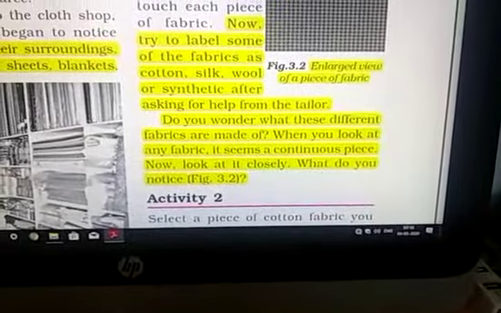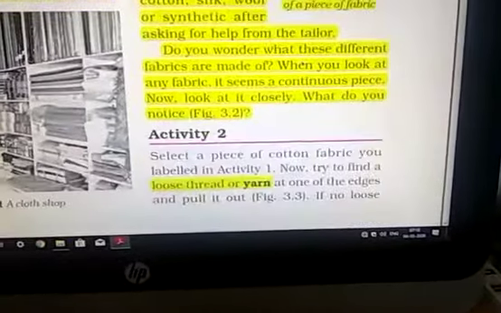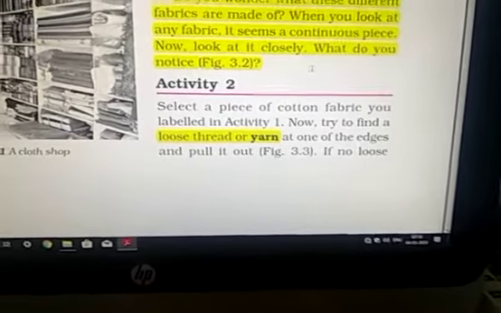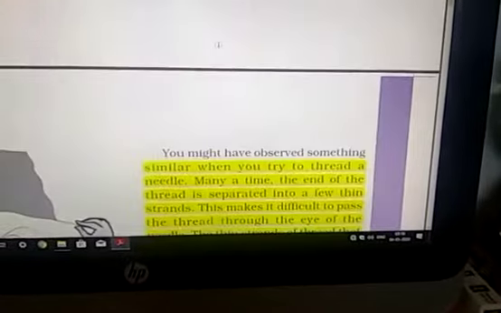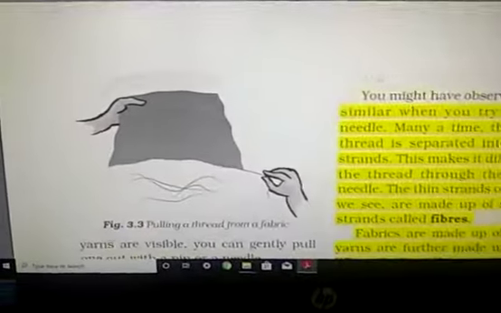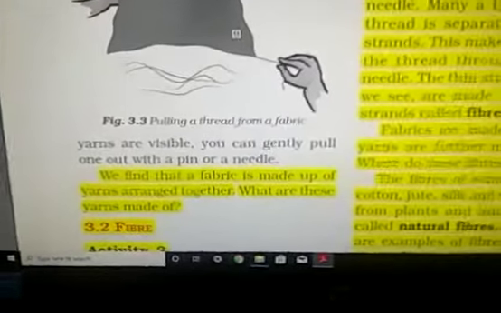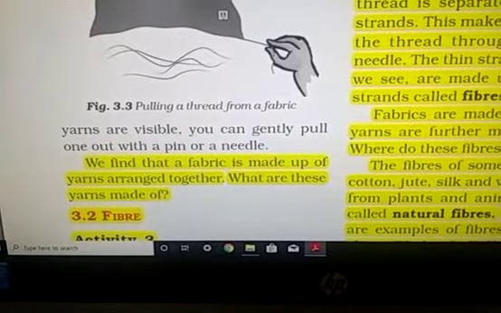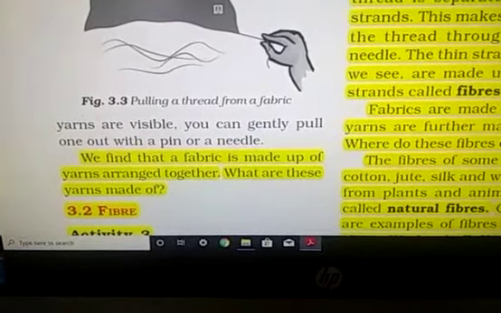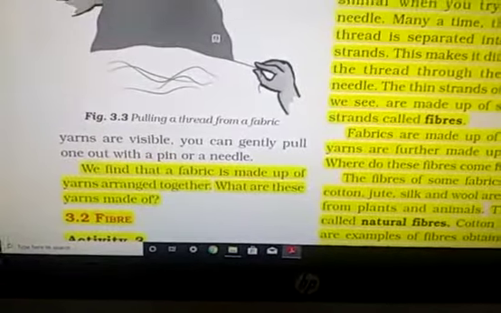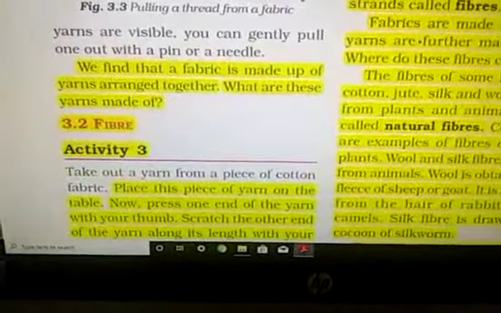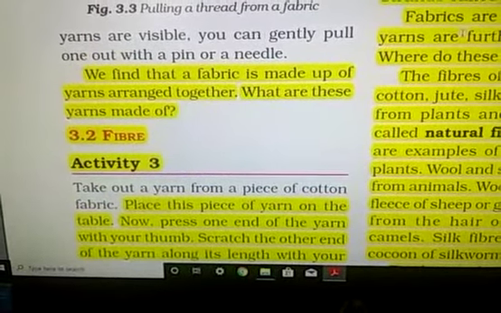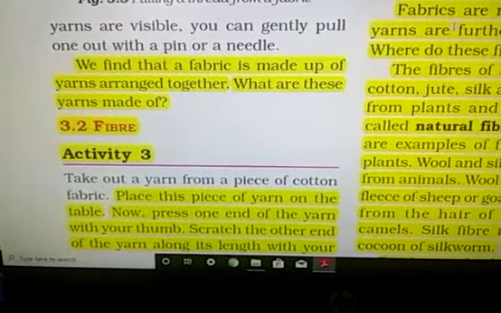Now we do Activity 2. You will take a piece of cloth and try to find loose threads or yarn from its edge. If you scratch it, you will be able to pull one or a few threads from this fabric. And if you look closely, you will see that it is formed by the arrangement of different yarns or threads in this particular cloth piece. Activity 3.